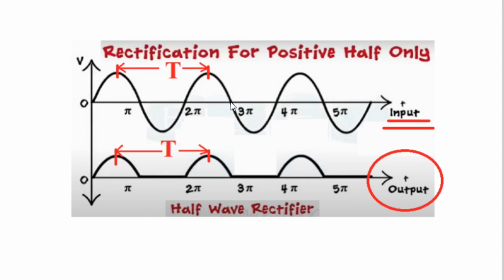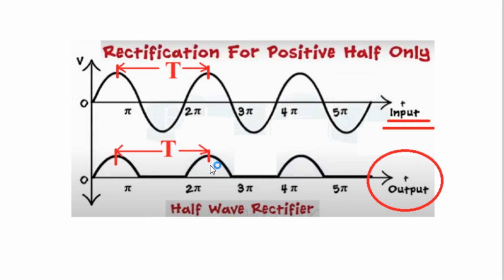Then again in the next positive half cycle the diode will conduct, and at the output only positive half cycles will appear, and the negative half cycle will be removed by the diode. So at the output you can say it is like this: positive half cycle, 0, positive half cycle, 0, then positive half cycle, 0. So this is called ripple. And the height of the ripple is equal to Vm, the maximum voltage, and what is Vm? Vm is equal to Vp minus 0.7 volt.